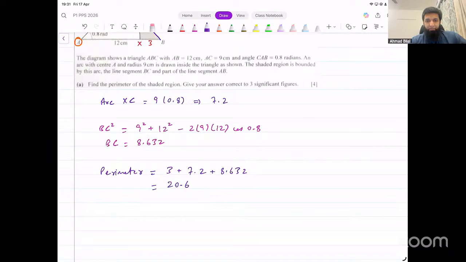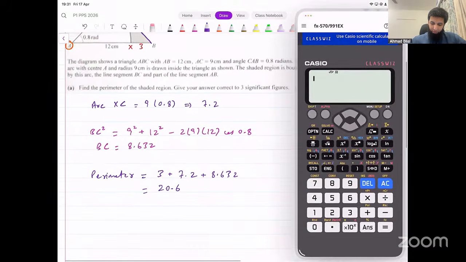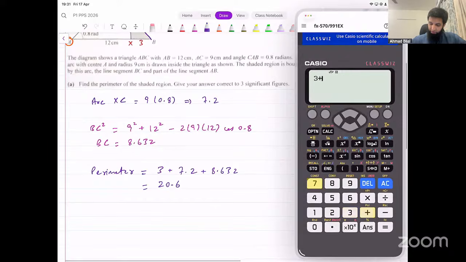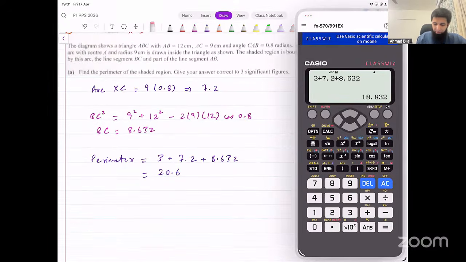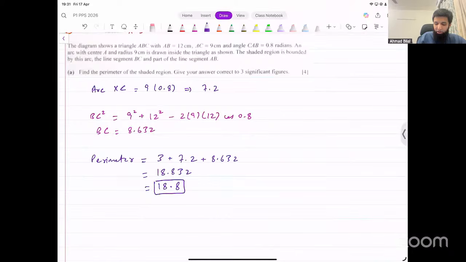Makes sense to everyone? Okay, let me just confirm that as well. 3 plus 7.2 plus 8.632. That's not 20.3, right? Please do, multiple people should be doing the calculation. Yeah, 18.8, yeah. Let me correct that. 18.832, that's what we're getting. Round it off to three significant figures, and that's 18.8. That's the final answer that we get. Okay, all right. Thank you for correcting that.